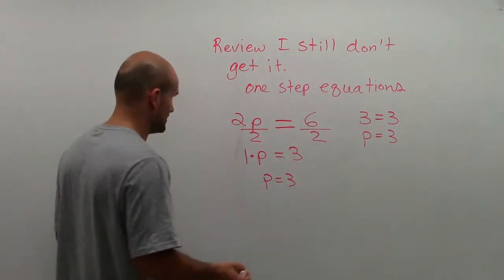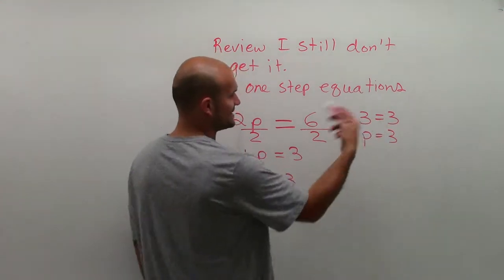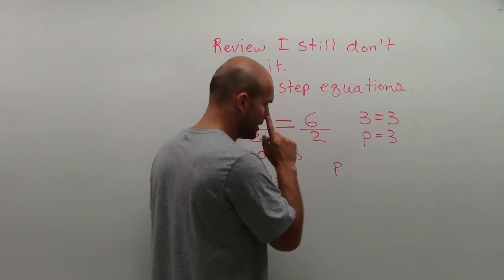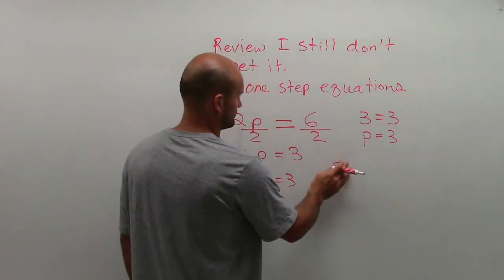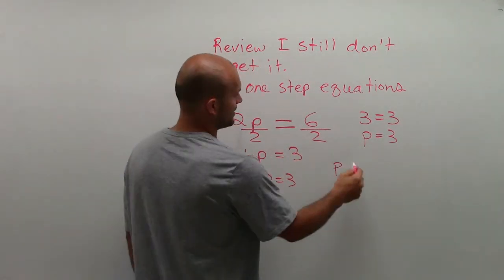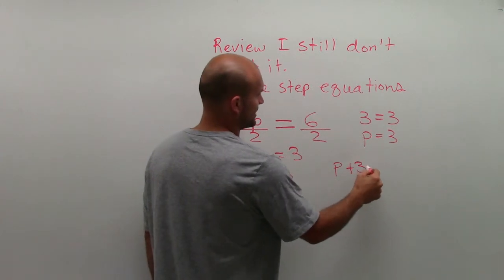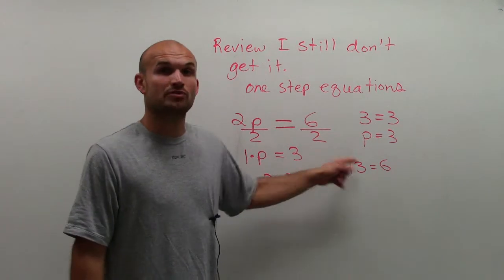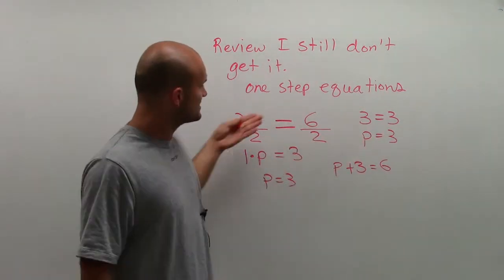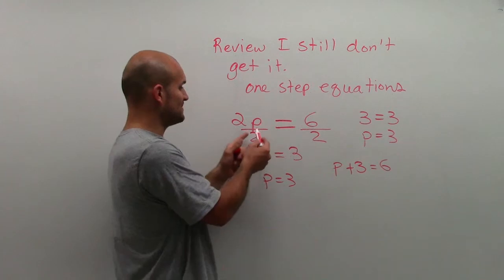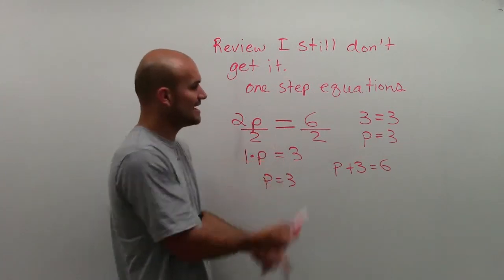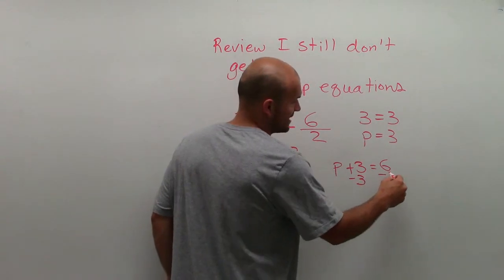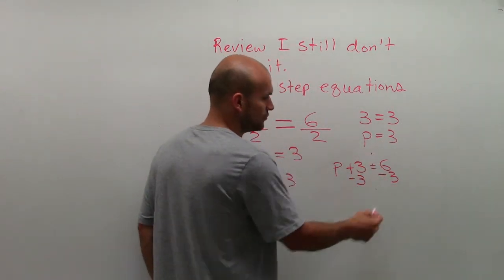And I'll just give you an example here. Let's maintain that p equals 3 again. So let's do p plus 3 equals 6. So now I'm going to be adding. So now I say some value plus 3 equals 6. In the same respect, over here I divided because it was being multiplied. Here, I'm adding a 3 to my variable, so I'm going to have to subtract. And I subtract on both sides of the equal sign.